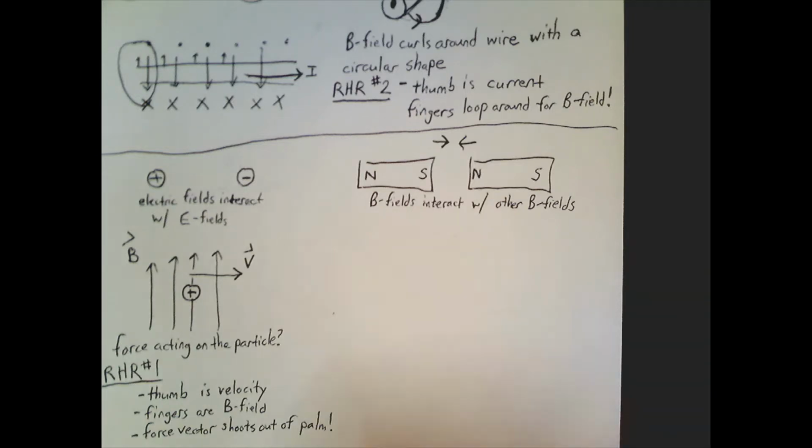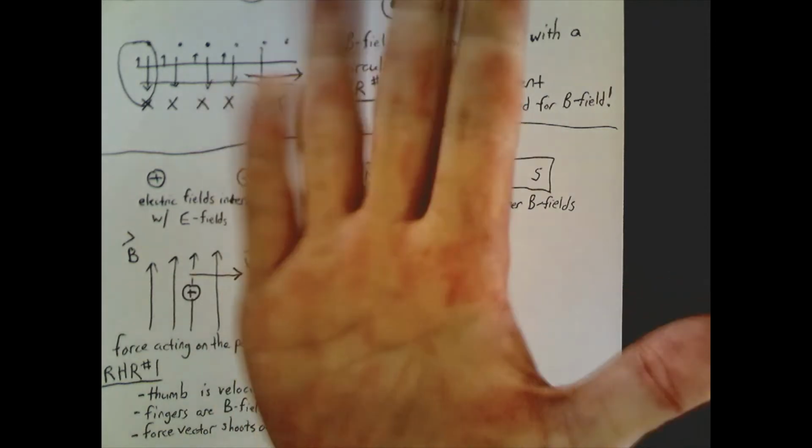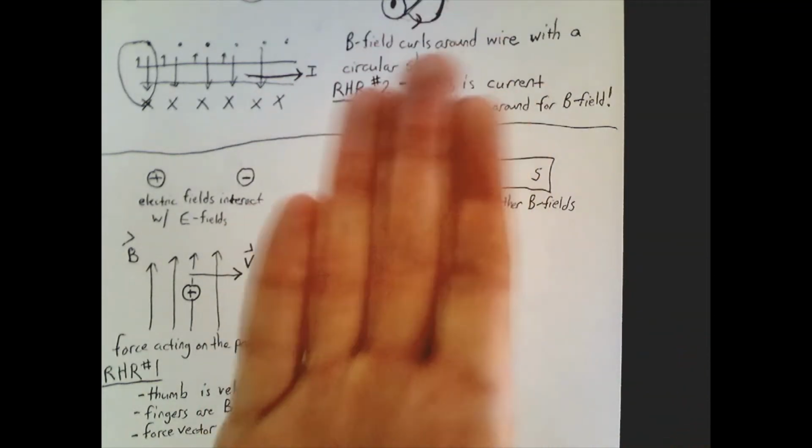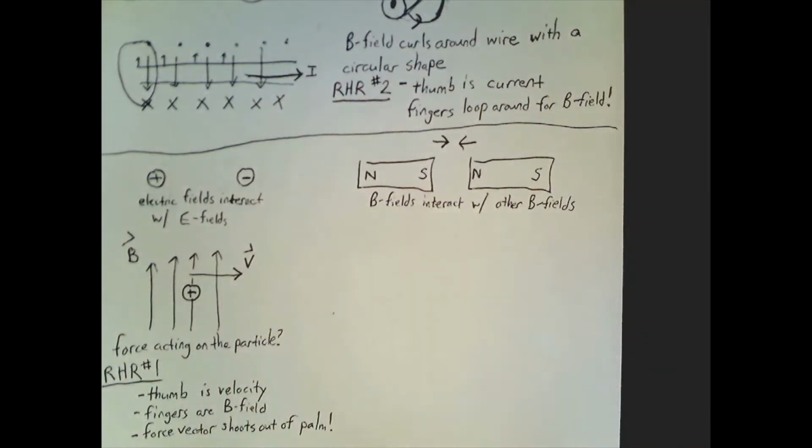So if I knew v was going to the right and I knew my force was coming out of the palm, the only way that can happen is if the B field's pointing up the page like we drew it here. So you can assign the roles of your hand to these different vectors here, and you'll always be able to figure out the missing vector that you need. So that's how we find the direction.